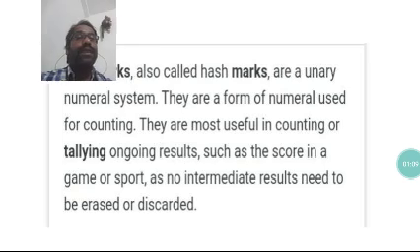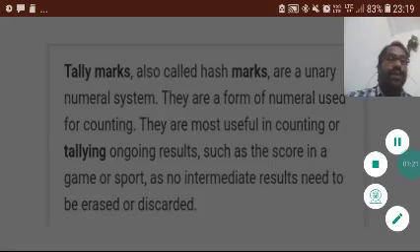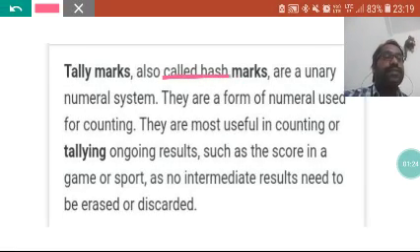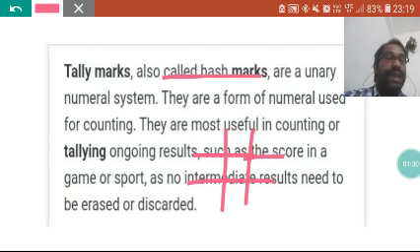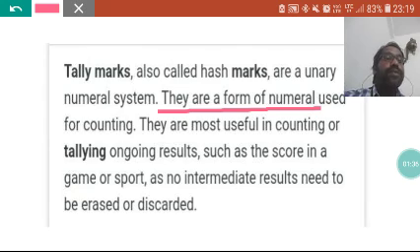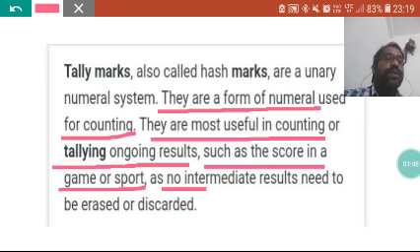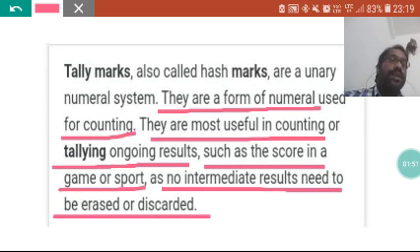Now what will we read here? We will read about tally marks. What are tally marks? These are vertical lines in sets of 5. Here also it is given. These are called hash marks, like this. See, this is called a hash. But in this tally marks system, they are a form of numeral used for counting, and they are most useful in counting or tallying an ongoing result, such as a score in a game or sports, as no intermediate results need to be erased or discarded.